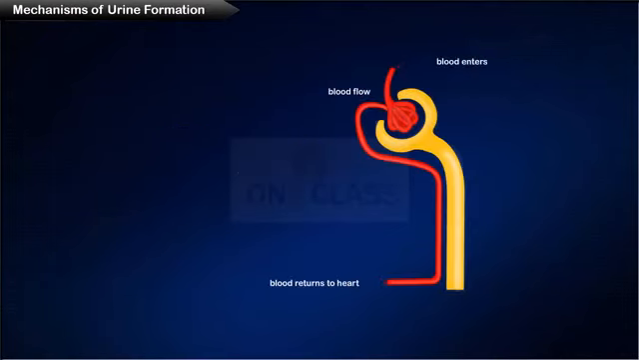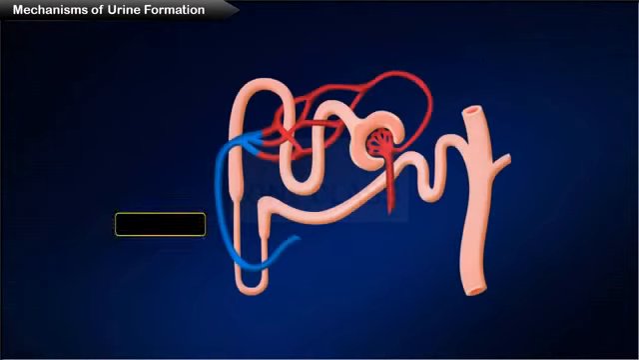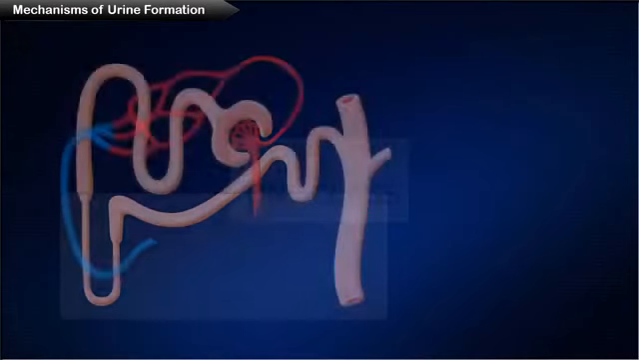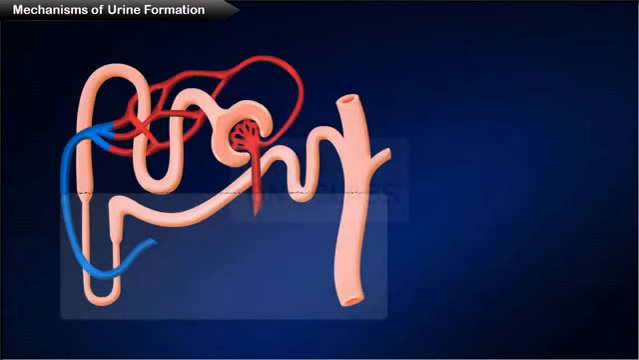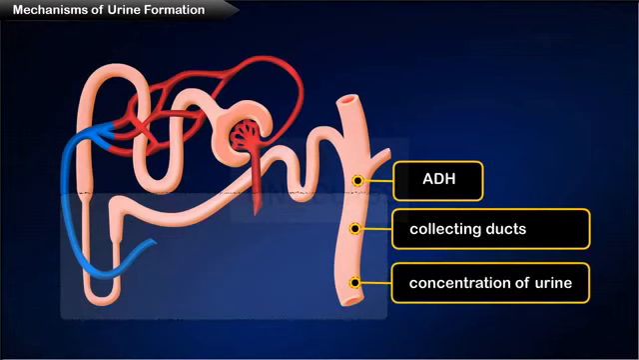The fourth step of urine formation is called concentration of urine. About 75% of water content and 10% of water content of the nephric filtrate is reabsorbed in the region of the proximal convoluted tubule and loop of Henle respectively. The further concentration of urine takes place in the region of collecting ducts with the help of a hormone called vasopressin or antidiuretic hormone, ADH. It is only secreted at the time of passage of concentrated urine.